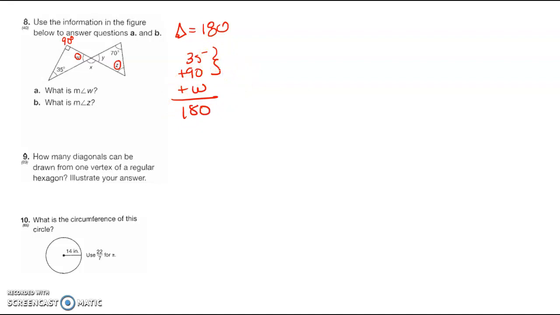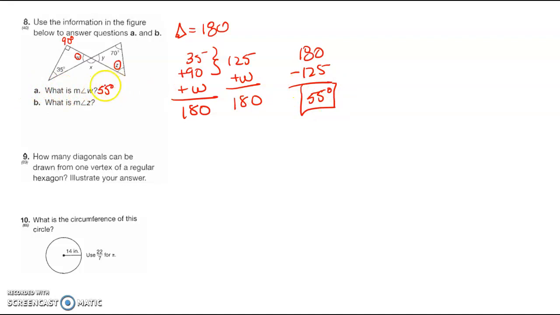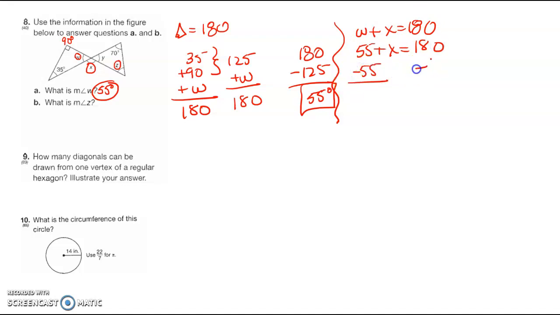So let's add 35 and 90. And I get 125 plus W is equal to 180. So I'm going to have to subtract. And I get 55 degrees. So that is W. And then it gets kind of interesting. I know that W plus X is equal to 180. So I have 55 plus X is equal to 180. If I subtract to solve, I get X is equal to 125.